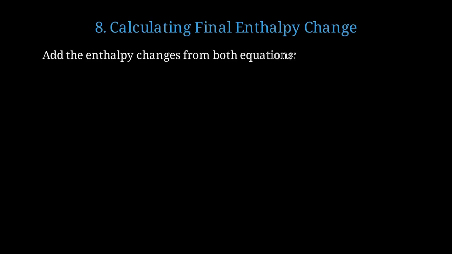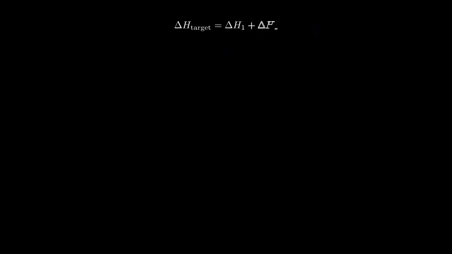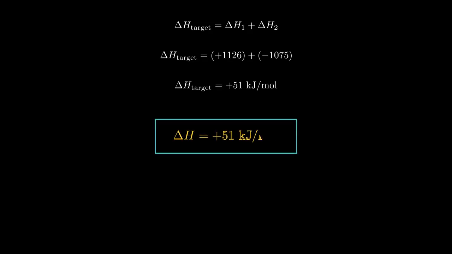Finally, let's calculate the enthalpy change for our target reaction. We add the enthalpy changes from both modified equations. Delta H for the target equals delta H1 plus delta H2. That's positive 1126 plus negative 1075, which equals positive 51 kilojoules per mole. Our final answer is delta H equals positive 51 kilojoules per mole.